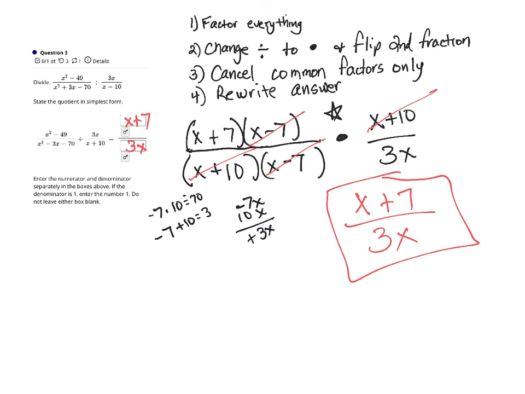If you happen on a problem like this, you happen to get a 1 on the bottom, normally when you write your answer, you don't need 1, but if it's asking you to put the denominator in a box, make sure you put a 1 if it's a 1. And I think they remind you of that there.